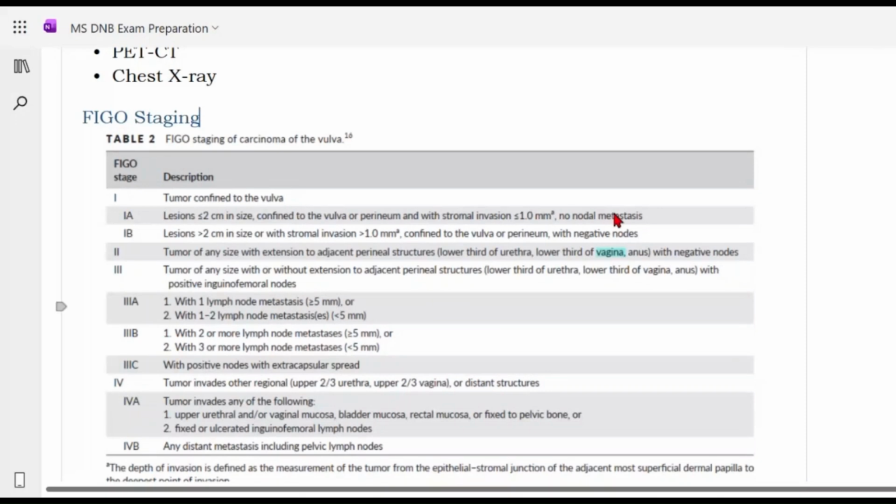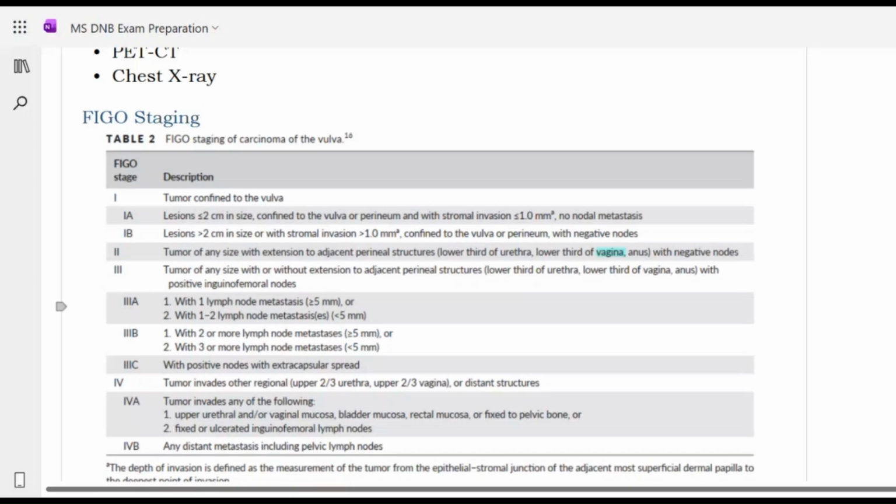Now stage 3, where it is a nodal disease. Remember stage 3, where the nodes are involved. Okay, here size of the lesion is immaterial. Nodes involved, you go to the stage 3 minimum. Okay, so tumor of any size with or without extension to the adjacent structures, lower one third of the urethra, lower one third of the vagina, anus, etc., but with positive inguinofemoral lymph nodes. Okay, that is further divided into 3A, 3B, and 3C. Okay, so stage 3 is a nodal disease.